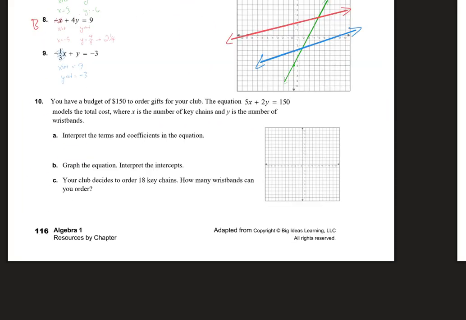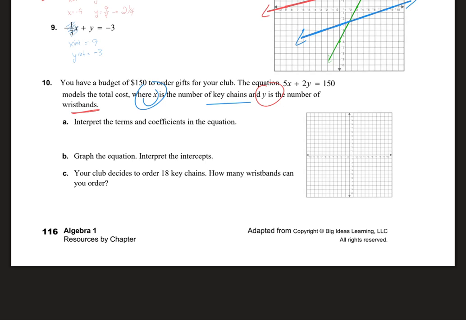Fun, huh? You have a budget of $150 to order gifts for your club. There's your equation. X is keychains. Y is wristbands. Interpret the terms of the coefficients in the equations. The terms are 5x. Hold up. Gotta keep my colors correct.